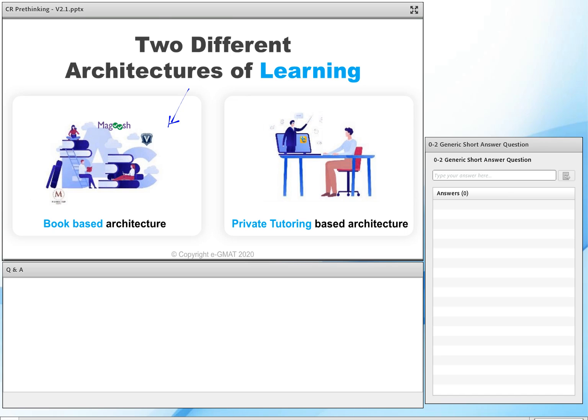At e-GMAT, we believe in a very different learning architecture, which is what we call a private tutoring-based learning architecture, where as you're learning, you get integrated feedback. If you are not learning properly, you get feedback to make course correction right then and there. That's the architecture that we have invested in over the last decade. That's the architecture around which we built a lot of our content and pretty much all of our technology. And we believe that's a much superior architecture and has delivered really good results for us.